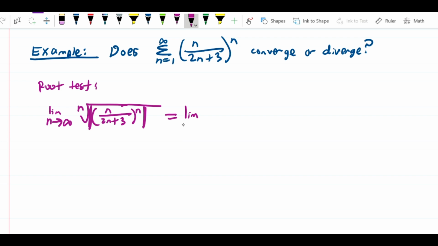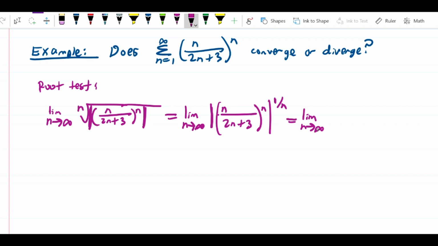Now, of course, the way that you would calculate this really is to take the absolute value of n over 2n plus 3, to the n, and raise that to the power 1 over n. That's the same thing as taking the nth root, it's just raising to the power 1 over n. Since this series is already positive, I can take the absolute value out because I'm only getting positive terms anyway.